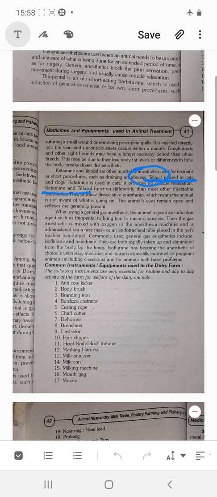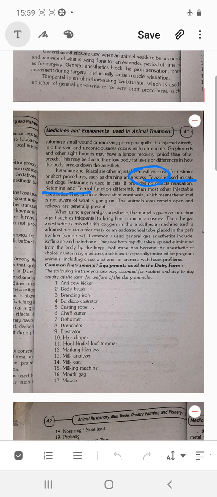So write down what these anesthesias are. These anesthesias are ketamine and telazol. Okay, when using a general gas anesthetic, the animal is given an induction agent such as thiopental to bring him to unconsciousness. Thiopental is another anesthetic medicine.